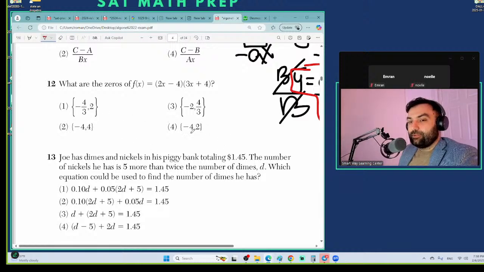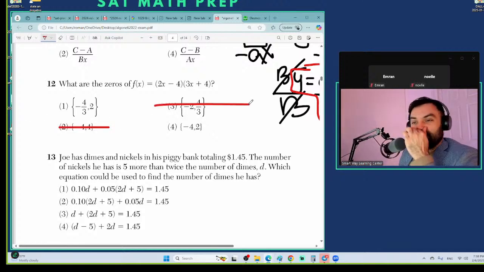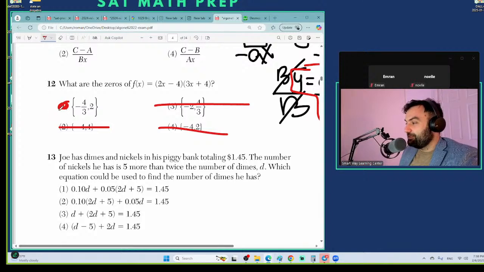There's only two answers with 2. So this one doesn't have 2, this one doesn't have 2. So there are two answers with 2, which are 1 and 4. But this has -4 and this has -1.333. This is going to be it. This is how easy it is if you know how to use a graphing calculator on a question like that.